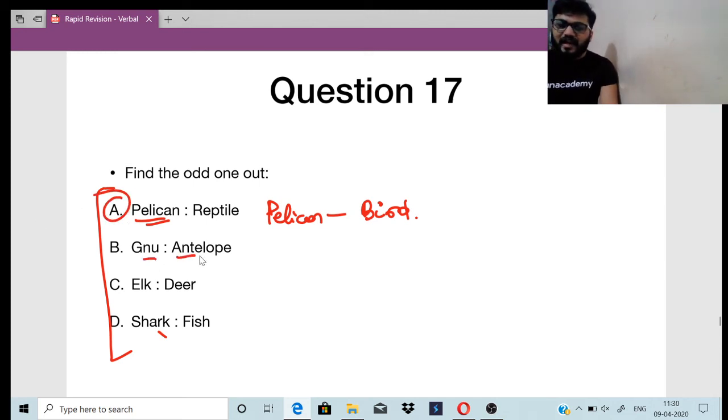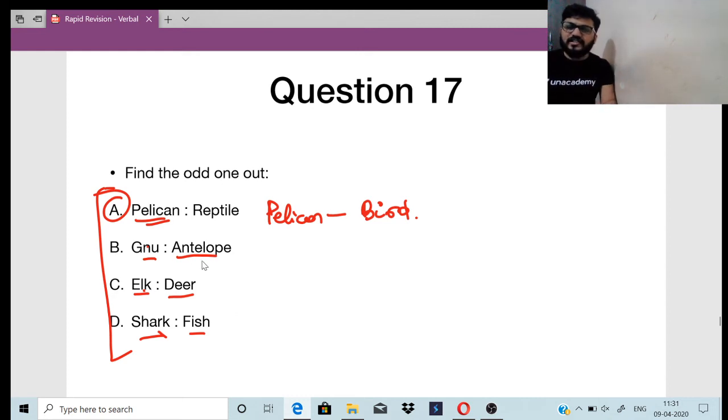Gnu, it is an antelope. Elk is a type of deer. Shark is a type of fish. Everyone getting the point here? There are so many deers, okay? You have the reindeer, you have the stag, you have the winter deers. There are many types of fishes. Whale is there, goldfish, small fish.